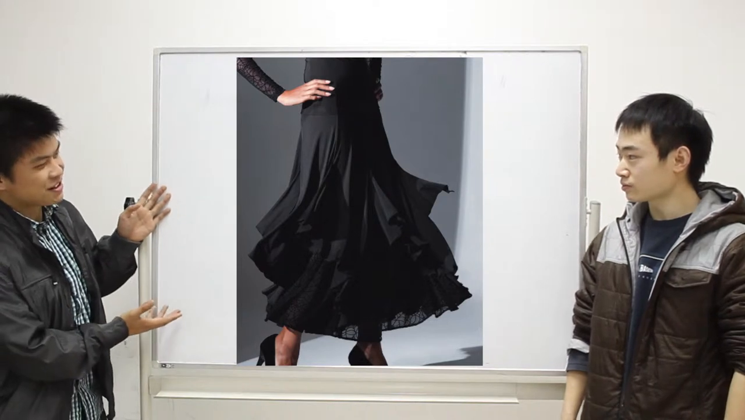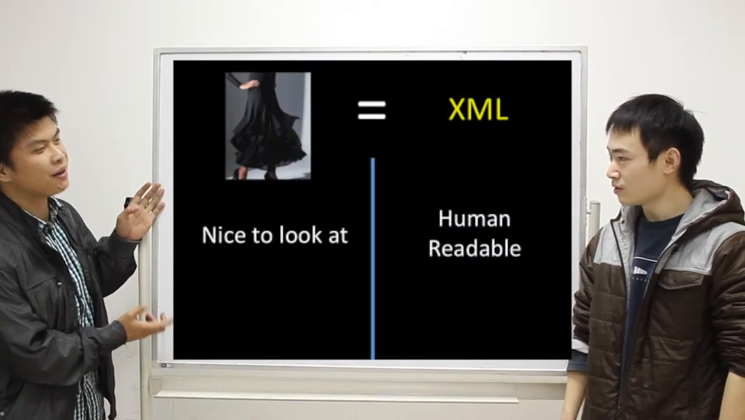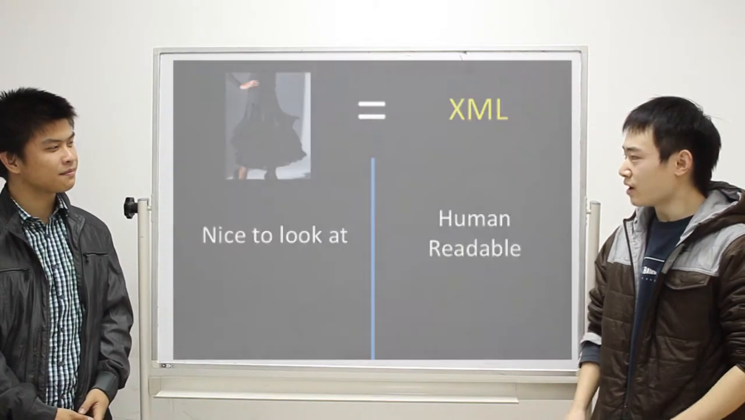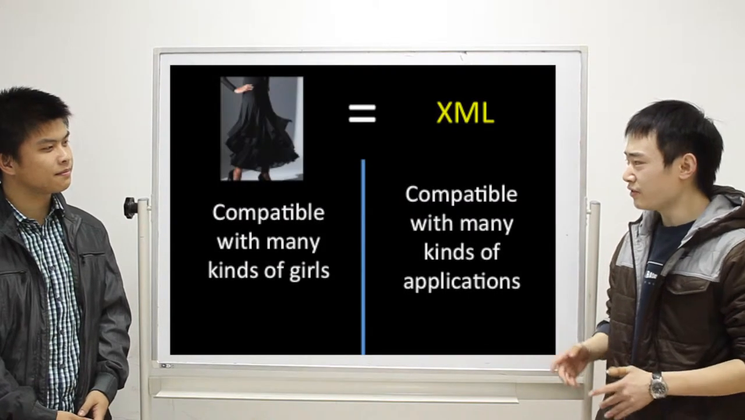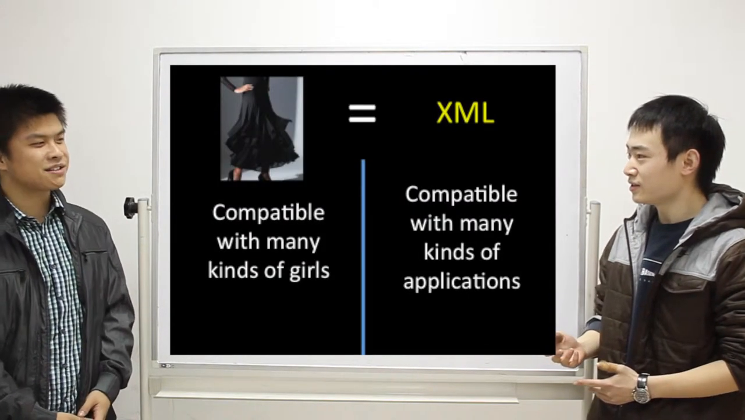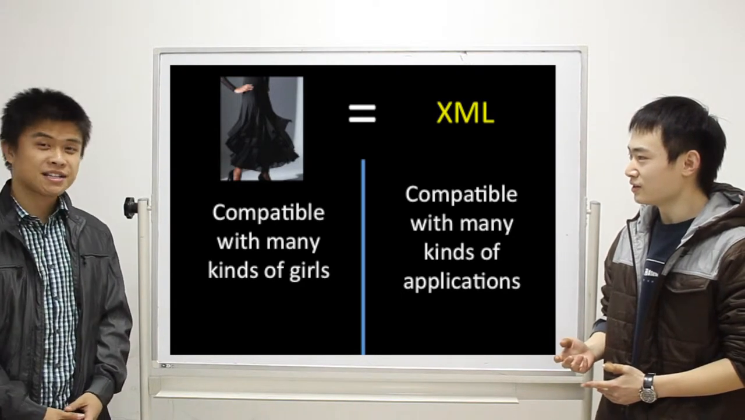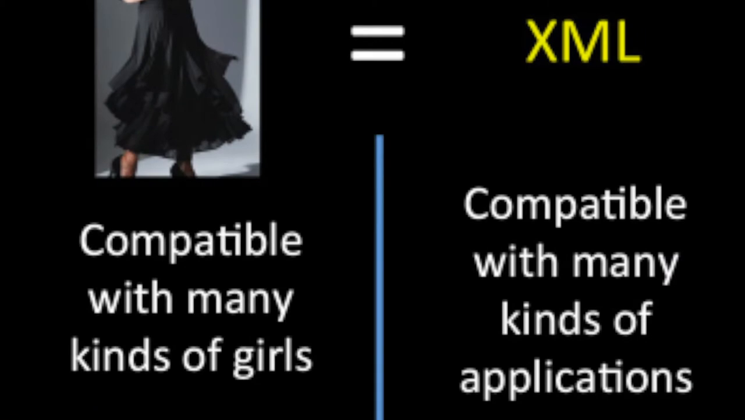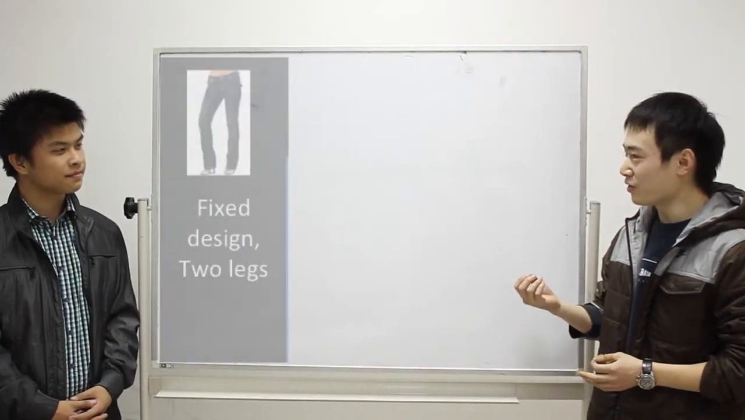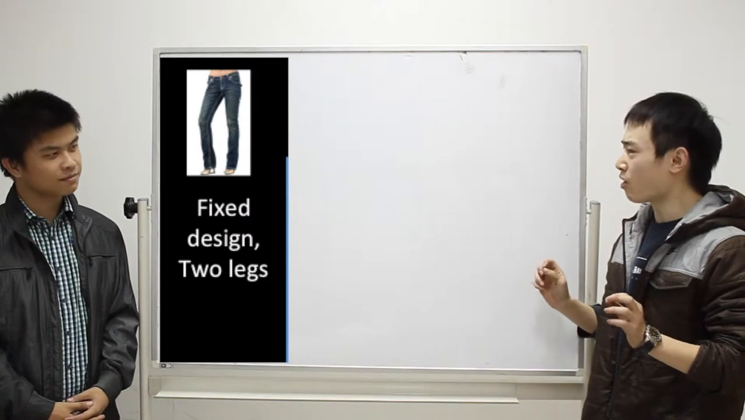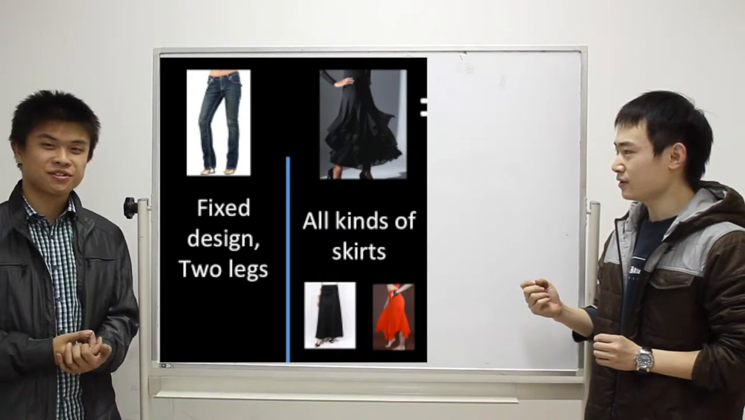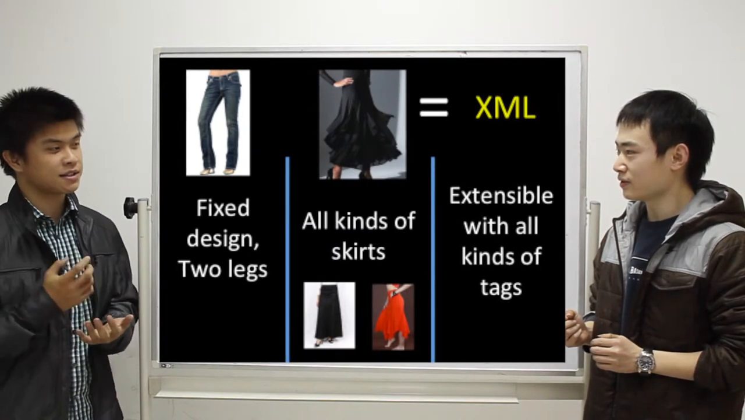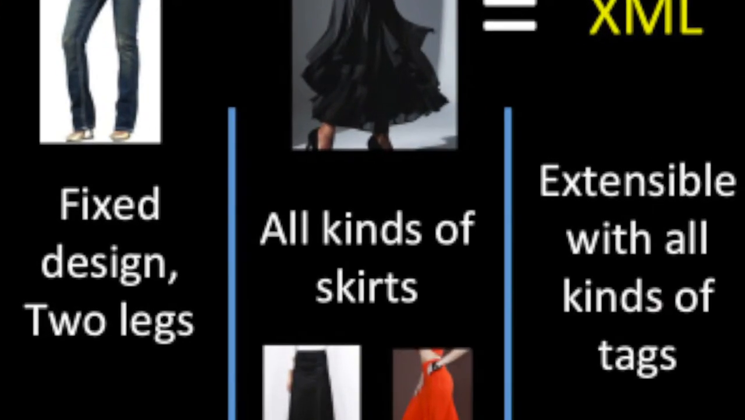Personally, I prefer skirts. Look, they are so nice to look at. They are so human readable, just like XML. Furthermore, jeans may not suit every kind of girl, but no matter which kind of girl wears a skirt, she will definitely look good in it. Yeah, just like skirts are compatible with all kinds of girls, XML is compatible with many different kinds of applications. And for jeans, you can only have the fixed design with two legs. It's so boring, not like skirts, which can have so many interesting designs. That's right. Just like skirts, you can have many different kinds of them. XML is extensible with many different kinds of tags that you can define on your own.